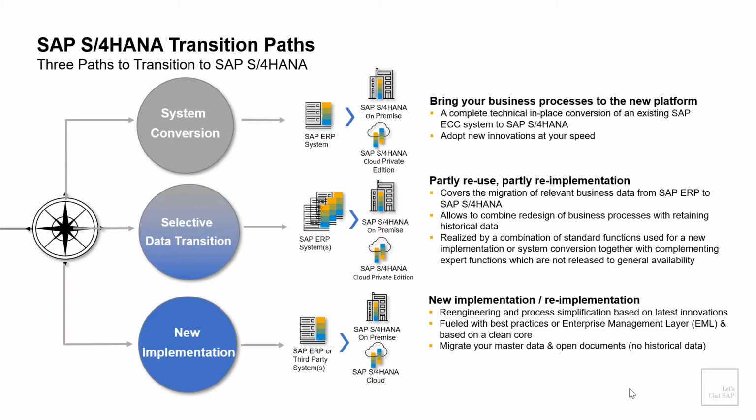The last one is the new implementation. This approach is suitable for customers who never had a legacy SAP system like ECC before, or they have heavily customized their existing ECC system and would like to start fresh. This way, they can implement their new S4HANA system from scratch, redesigning their business processes that can take full advantage of all the functionalities that an S4HANA system has to offer.